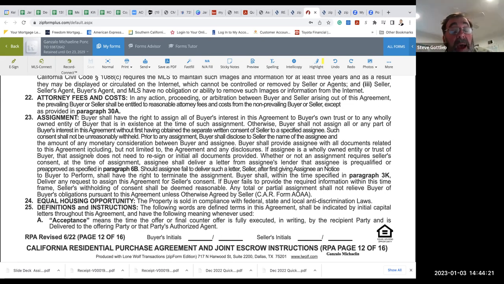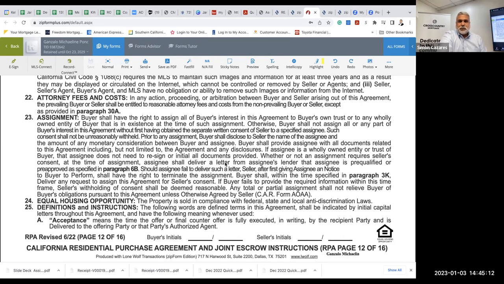Okay. Well, I think it's still done that way, but on the basis that there's still disclosure. In other words, it's still closed at the initial contracted price of 800. It's just that the seller now has full knowledge and consent that he's flipping it to the other investor, making a profit of X dollars. Absolutely. Then it goes on: furthermore, the agreement and any disclosures, if the assignee is a wholly owned entity or trust of the buyer, then the assignee does not need to re-sign or initial all documents. So if it is your own personal entity, corporation or trust, you don't have to redo all the paperwork because you're still involved in that transaction.